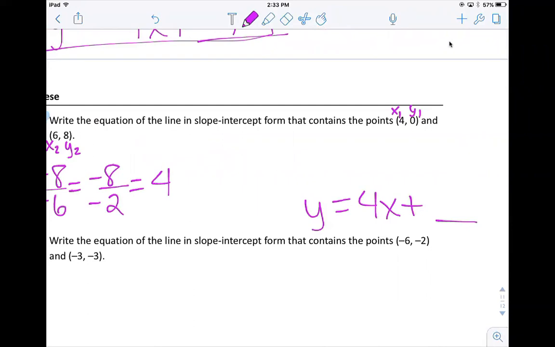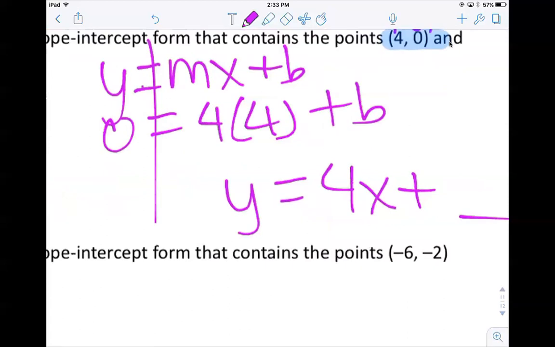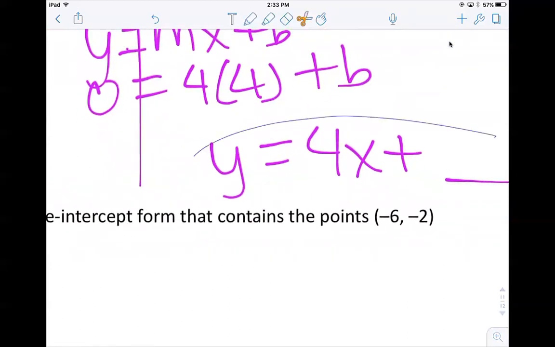So now that we know our m, I'm going to use this point. Anytime there's a 0 in the point, that's the one you should probably use because it's so much easier to plug in. But you could do either, it doesn't matter. So my y is 0, my m is 4, my x is 4, and I need to find my b. Let me move this over here a little bit.